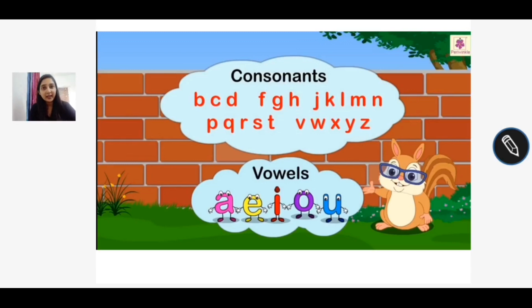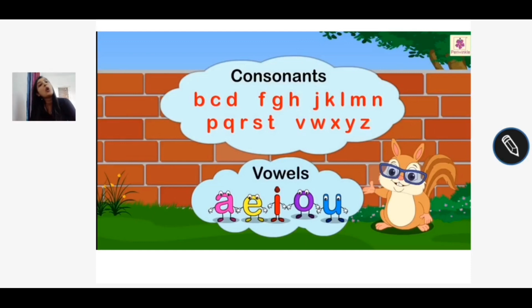The alphabets apart from A, E, I, O, U are called consonants, like B, C, D, F, G, H, J, K, L, M, N, P, Q, R, S, T, V, W, X, Y and Z. These are consonants. A, E, I, O, U are vowels.